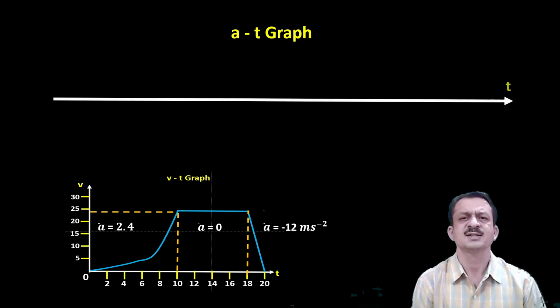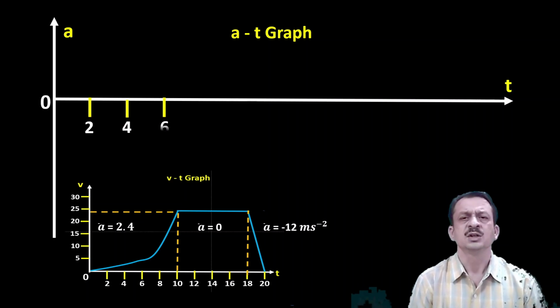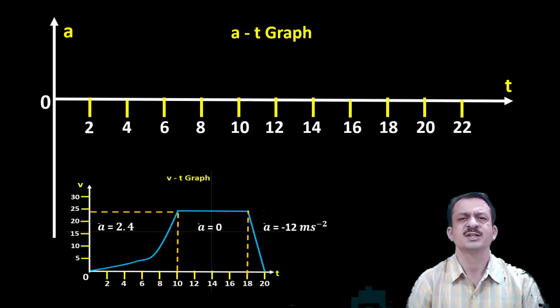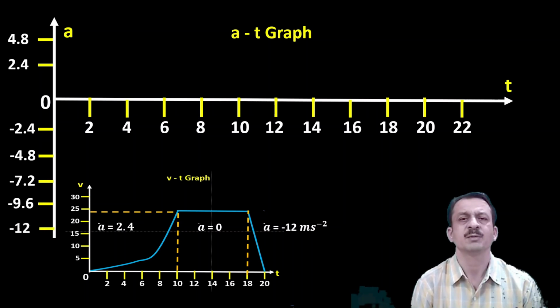Now consider the x-axis, in which we are taking the time, and y-axis we have taken acceleration. Now along the x-axis time, that is 2 seconds, 4 seconds, 6, 8, 10, 12, 14, 16, 18 and 20, 22 seconds, etc. And in the y-axis we are having acceleration 2.4 meter per second square and 4.8 meter per second square along the positive of the acceleration axis. Now in the third time interval we are having a negative acceleration, therefore we have to take negative axis also. That is minus 2.4, minus 4.8, minus 7.2, minus 9.6 and minus 12 meter per second square in the negative axis.